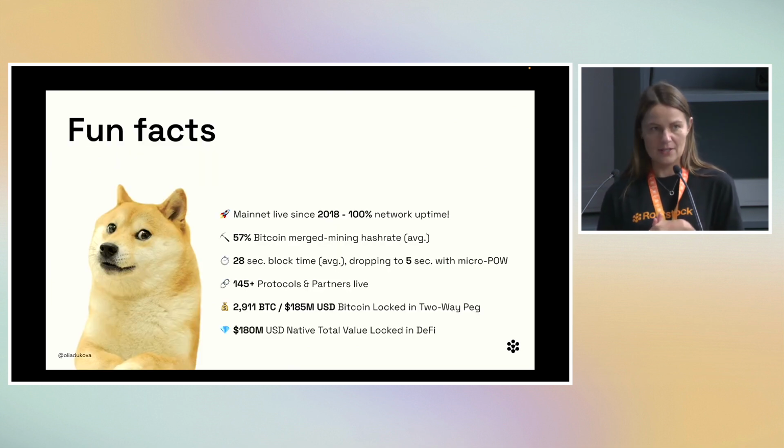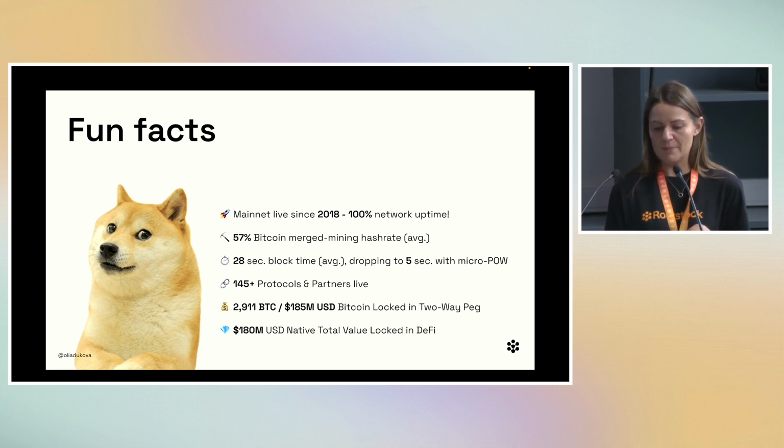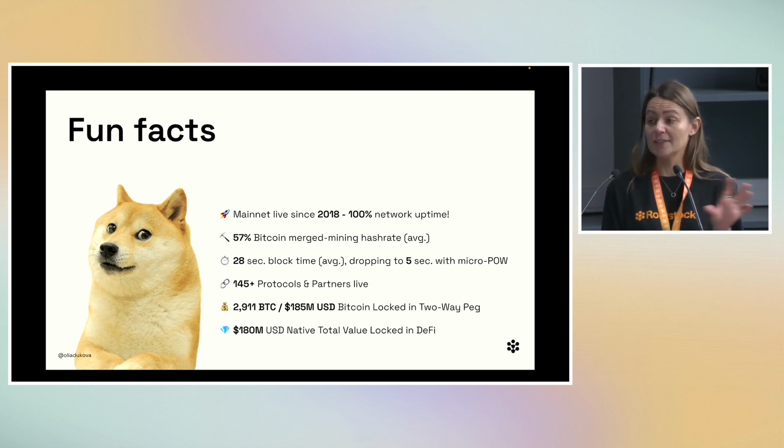There's a few facts on here. I'm not going to dive into them because I don't think I have much time, but I mentioned most of these things to you already. Something I didn't say about merge mining is that it's almost 60%. So roughly 60% of Bitcoin hash rate is used to secure the Rootstock network also, so a lot.